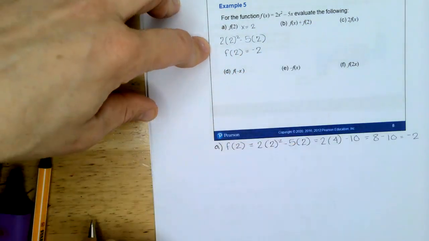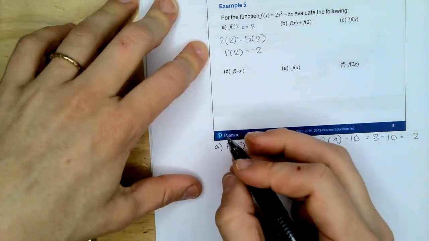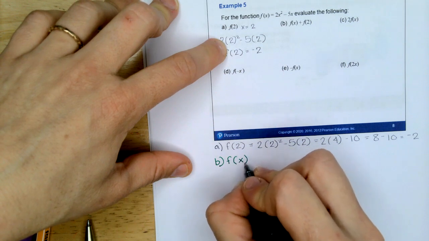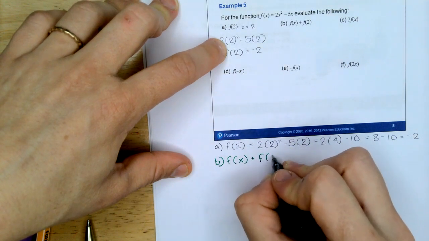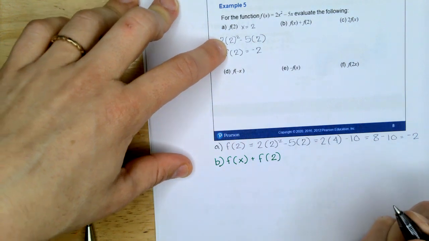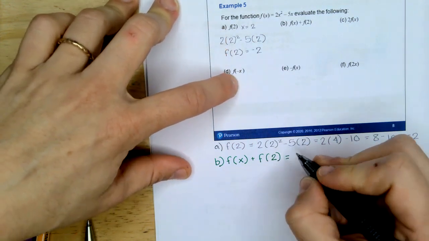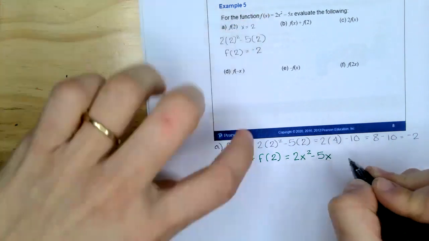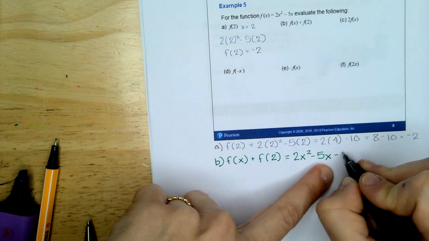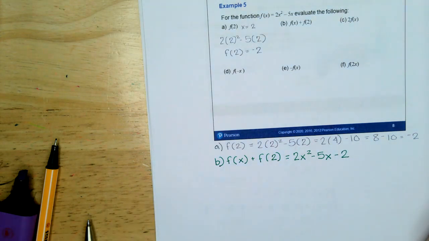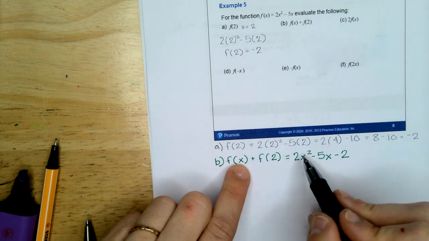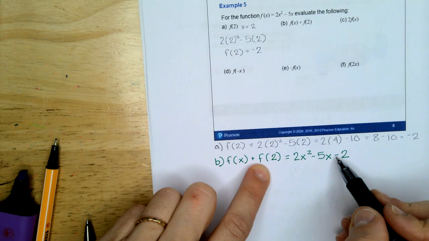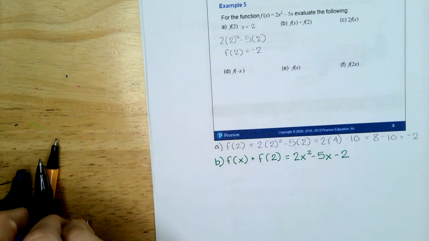Okay? B, f of x plus f of 2. f of x was 2x squared minus 5x, and f of 2, we already did it, was negative 2. So f of x was 2x squared minus 5x plus f of 2, but f of 2 was a negative 2, so you could say plus negative 2 or just minus 2.